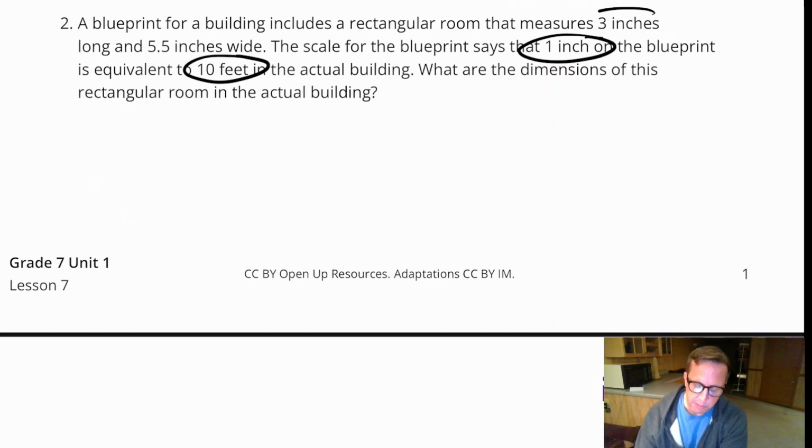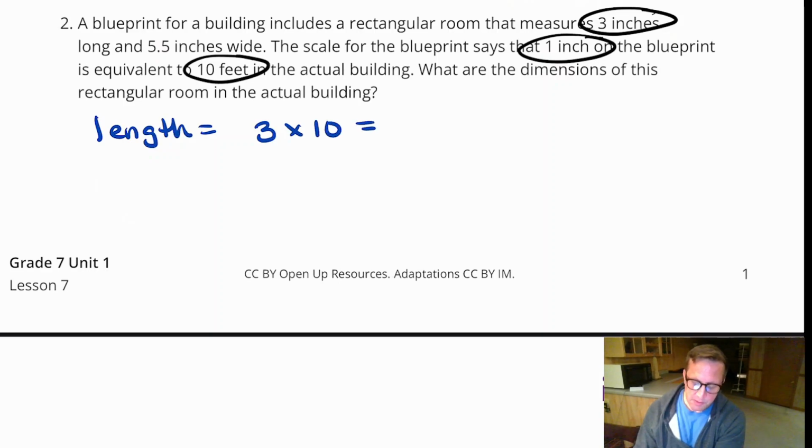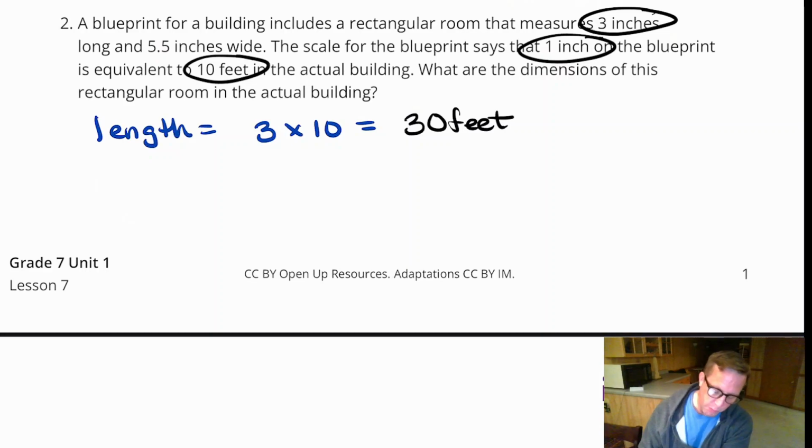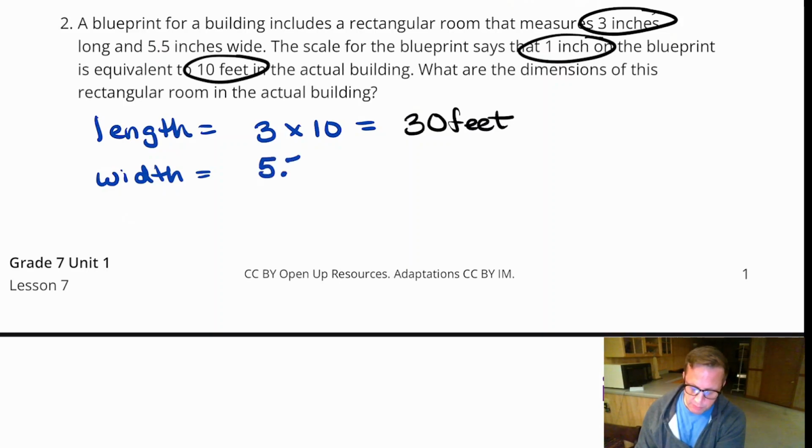So what we're going to do is take those measurements that we already have and multiply them by 10. That's it. The length is going to be 3 times 10, which is 30 feet. And the width is 5.5 times 10, and that's going to be 55.